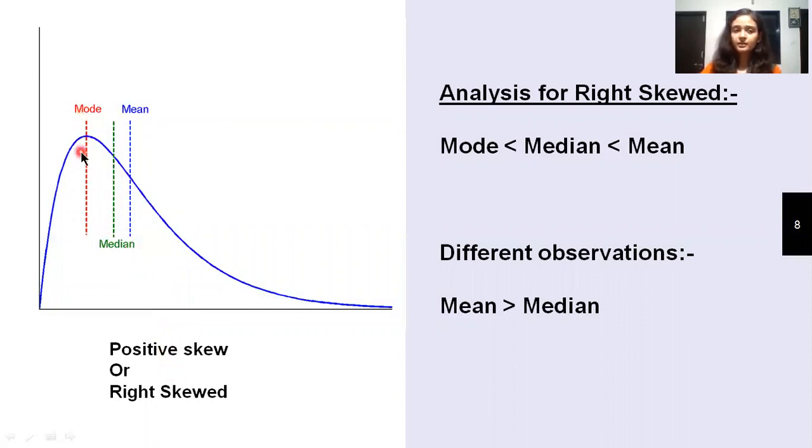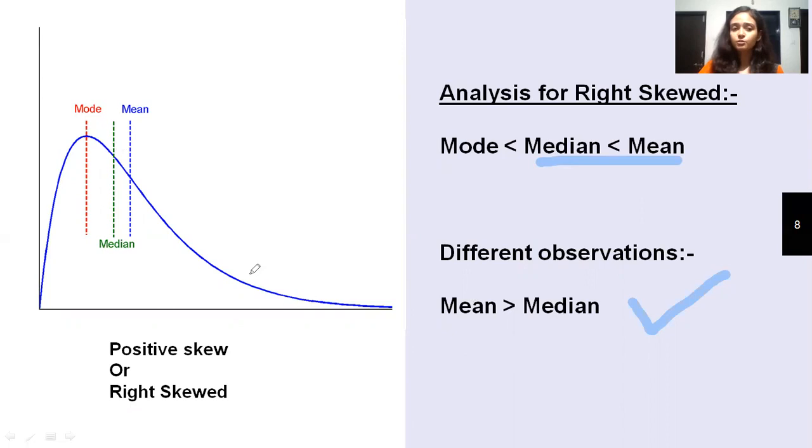Over here you can see my mode. What is the mode? The value that is occurring most frequently. So always the peak of the graph will be your mode. So this is my mode. If you calculate the mean and median of this right skewed graph, then the value of the median will be between mode and mean. So you will get the observation like this, that is mode is less than median is less than mean. And you have to remember this. Over here you can see that mean is greater than median.